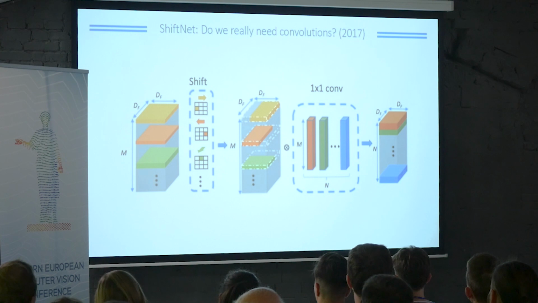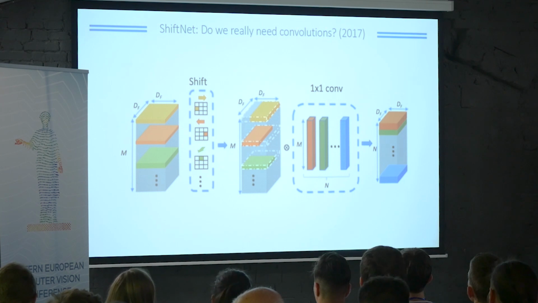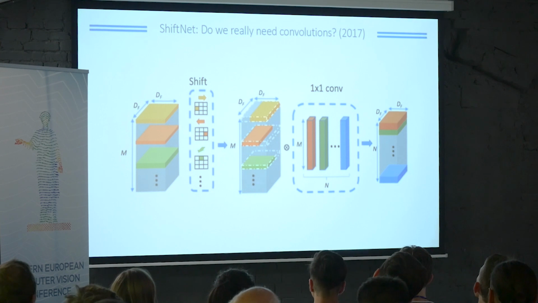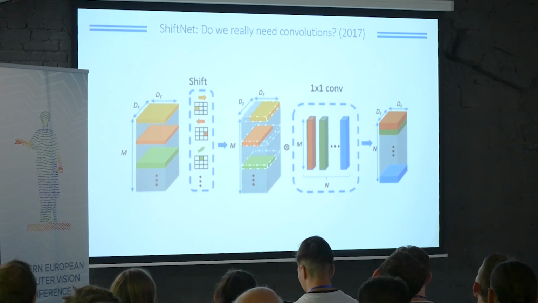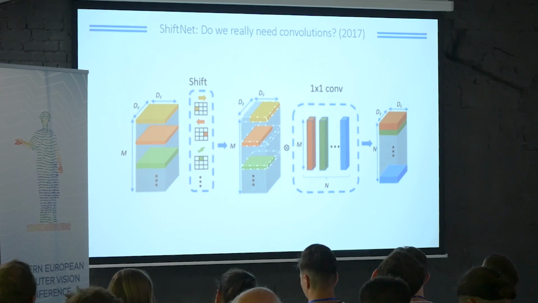And I think the most interesting and fascinating idea in recent years is ShiftNet. They propose not to use standard convolution at all. They have a 0 flops replacement for it. So how do they do this replacement?